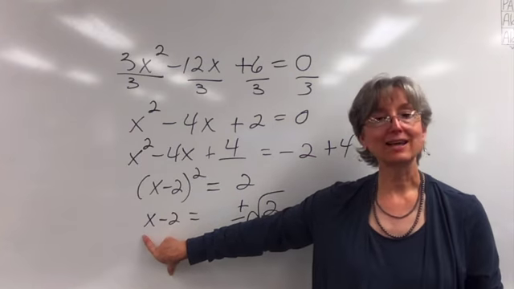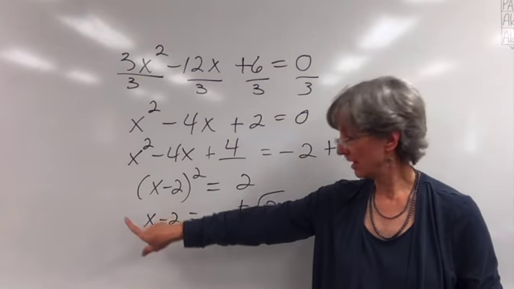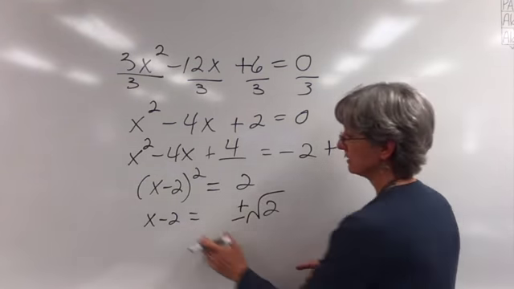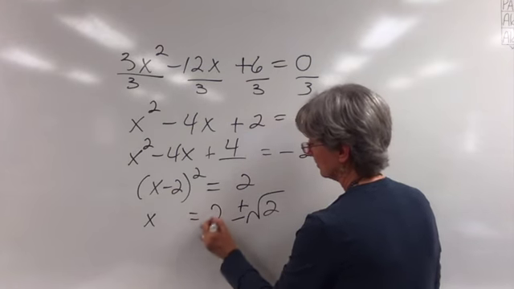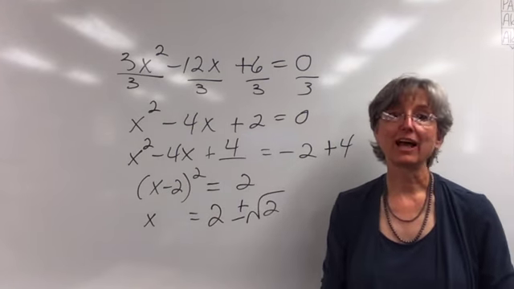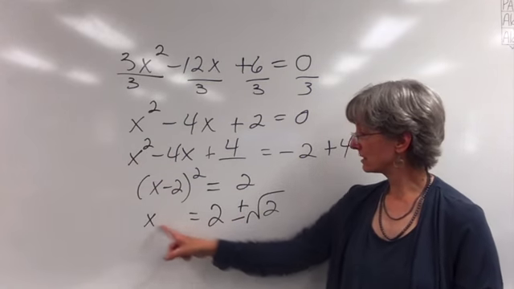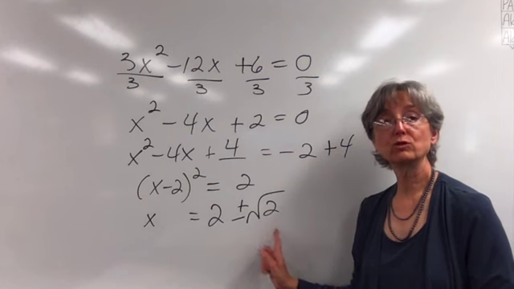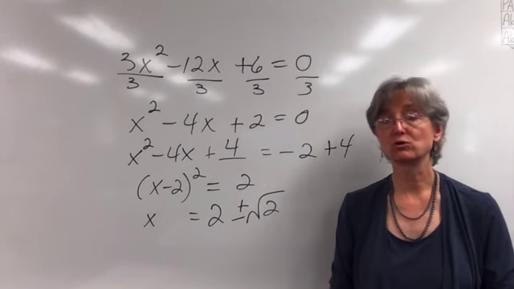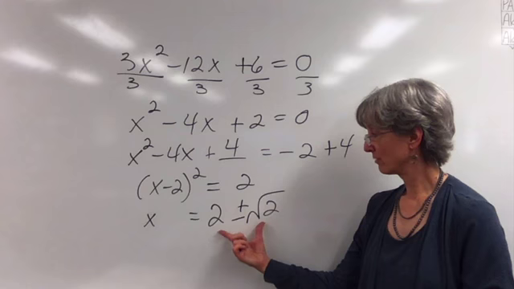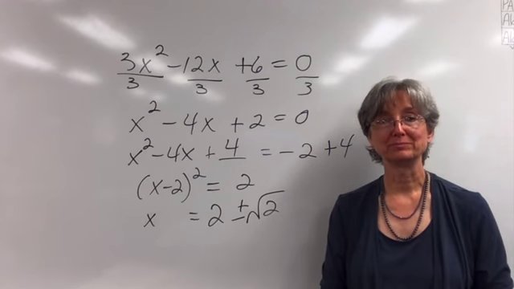And my last step, to solve for x, I need to add 2 to both sides. It's going to become positive 2. There's my answer. I do not mind if you want to leave it in that format. So my x is 2 plus the square root of 2 and 2 minus the square root of 2. 2 irrational answers for this problem.